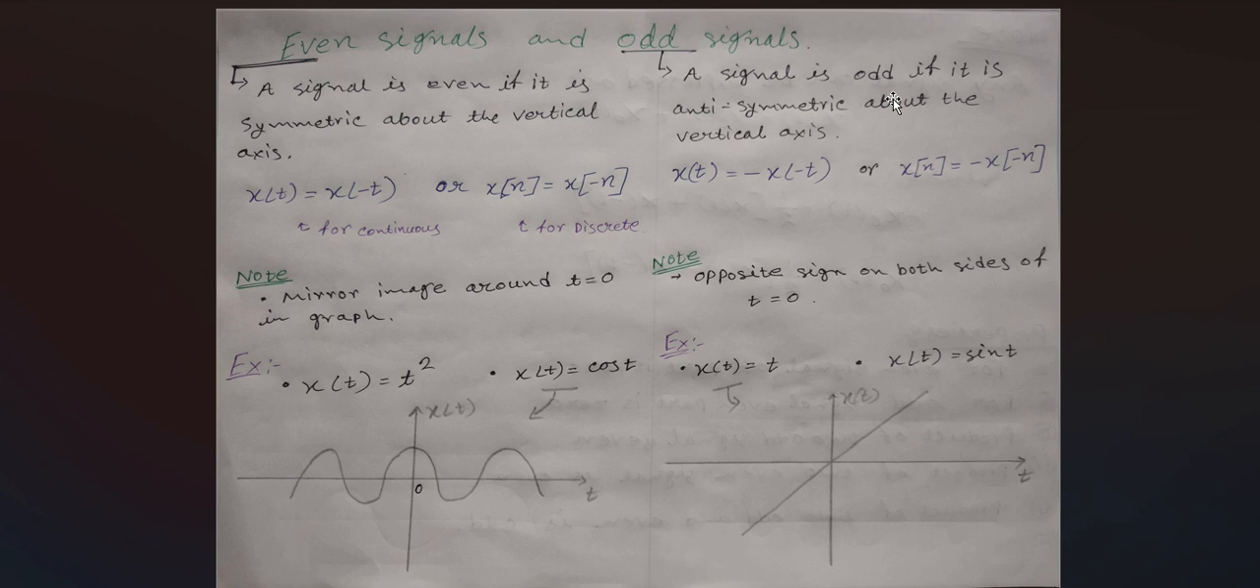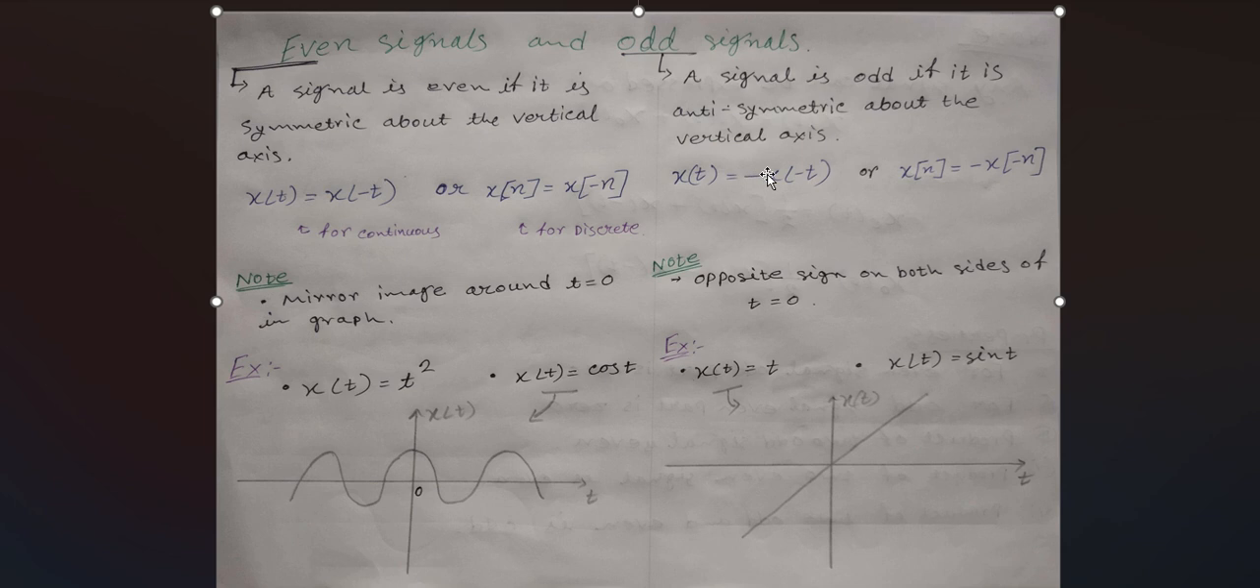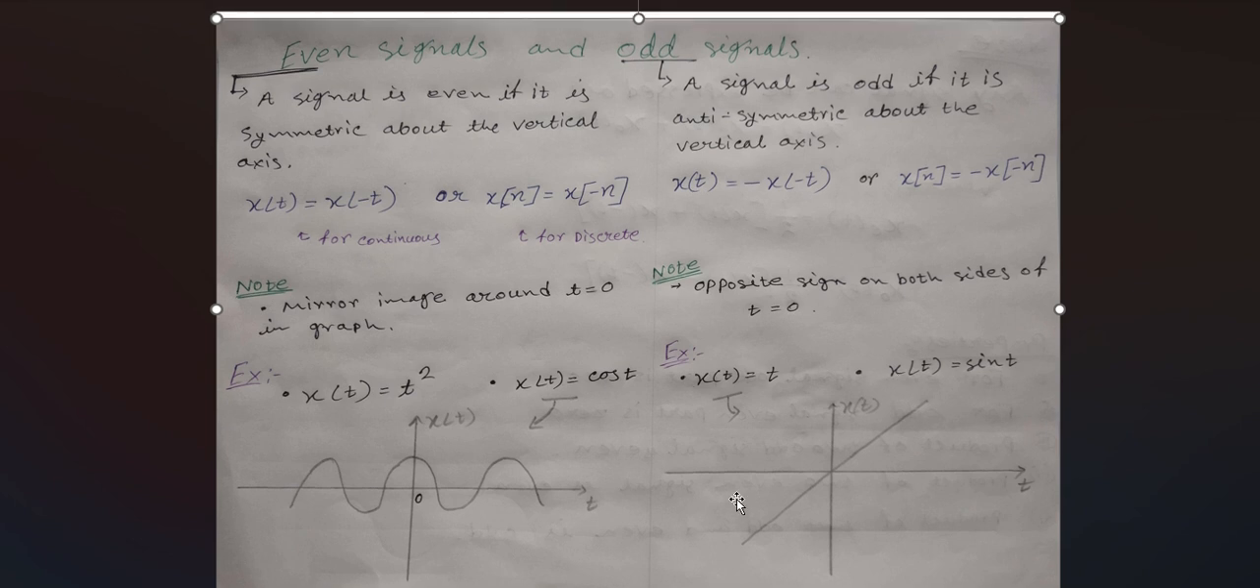Odd signal: if it is antisymmetric about the vertical axis, then it's called an odd signal. The equation there: x(t) = -x(-t). And for discrete, this. Examples: x(t) = t and x(t) = sine graph. Next type of signal.